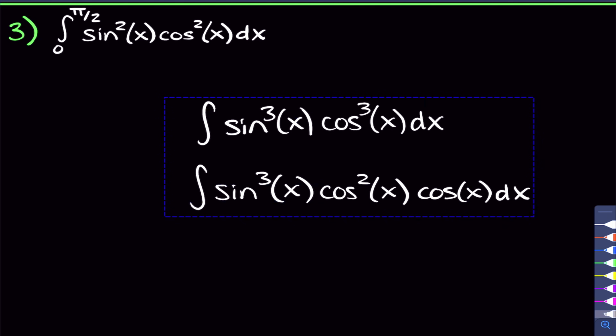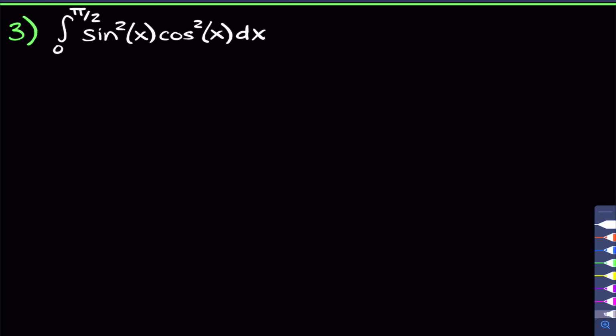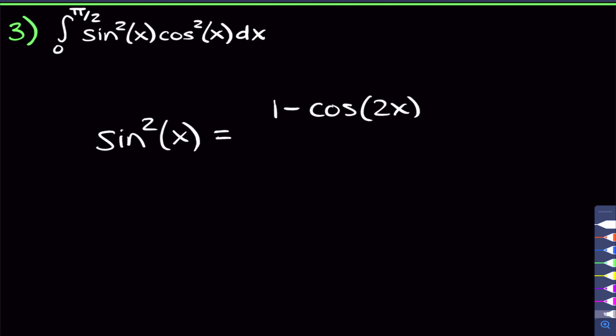But as far as the last case that we haven't covered yet, where sine and cosine both have even powers, now we can't use that technique that we've been using in problems 1 and 2. Now we have to use a different trig identity. The trig identities we need to use here are the half angle identities. That sine squared is 1 minus cosine of 2x over 2.